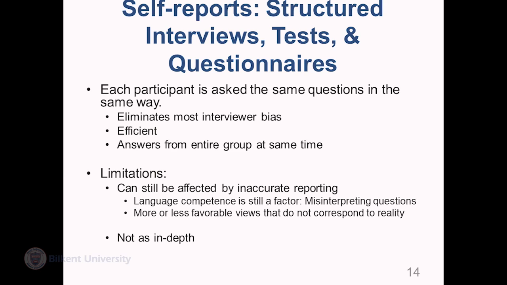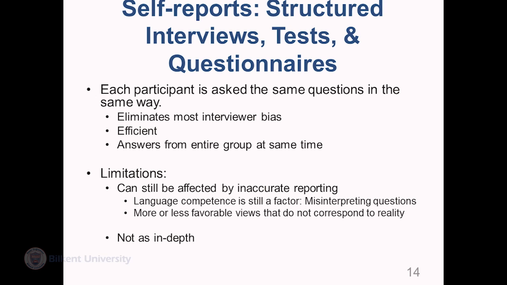Self-reports, structured interviews, tests and questionnaires. I like them, but I can use them very little, unfortunately. I wish all my research could be this. Each participant here is asked the same questions in the same way, not necessarily in the same order. We learned about counterbalancing, correct? This eliminates interviewer bias. It is efficient, and you get answers from the entire group at the same time.